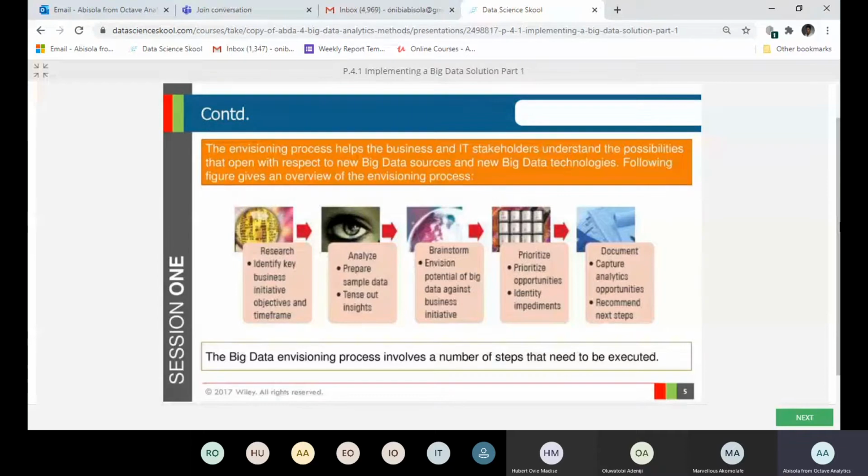And identifying impediments. Identifying impediments is you're trying to check what your hindrances are in performing this big data solution. What are the things that would stop this big data solution from coming into play?